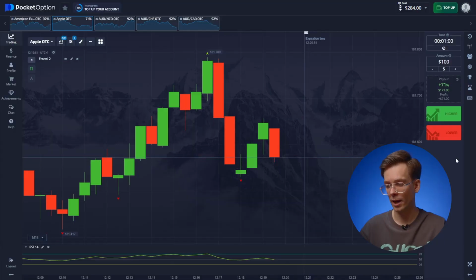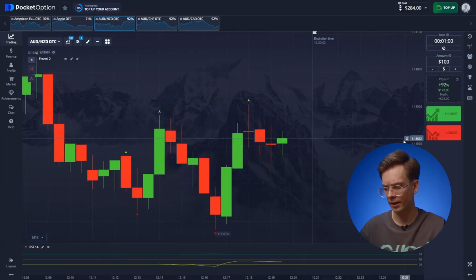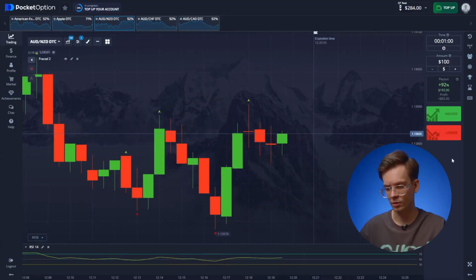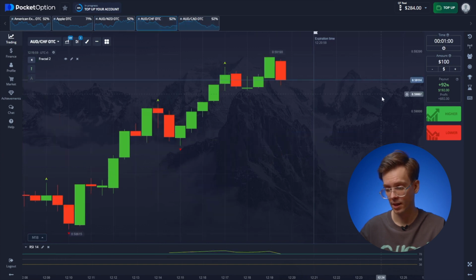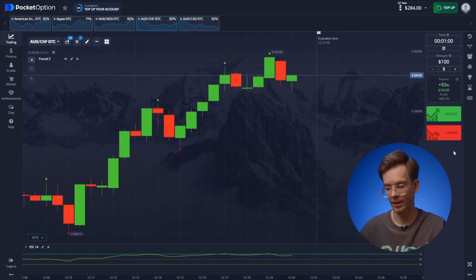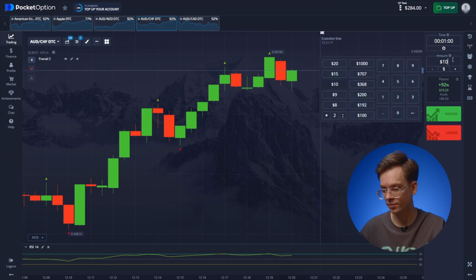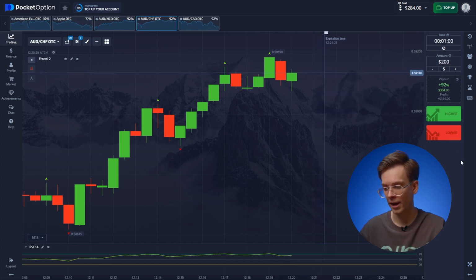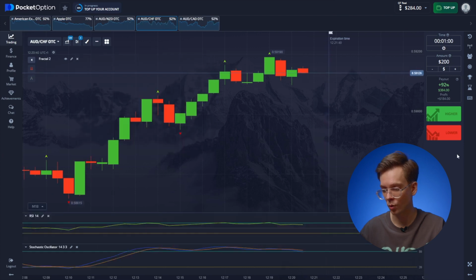Alright, the situation with Apple is iffy. I'll pass on that. Same goes for the Australian dollar and New Zealand dollar due to the same reasons. Australian dollar and Swiss franc. Now this pair is showing some clear moves. I'm raising my investment to 200. Also, I'm adding the stochastic oscillator and going short.